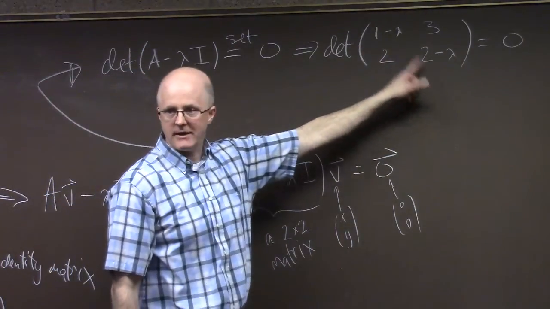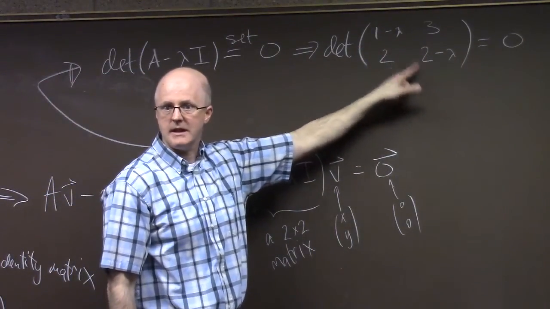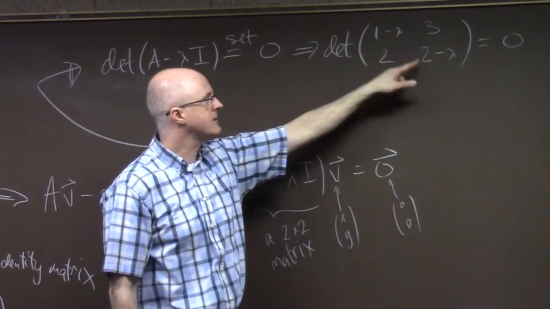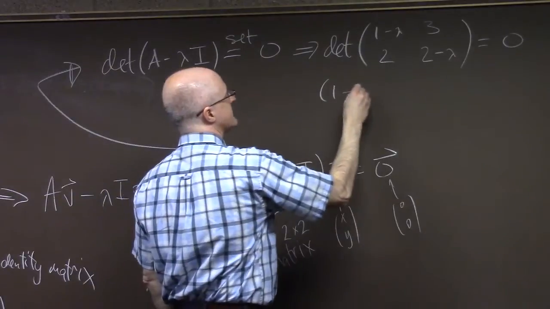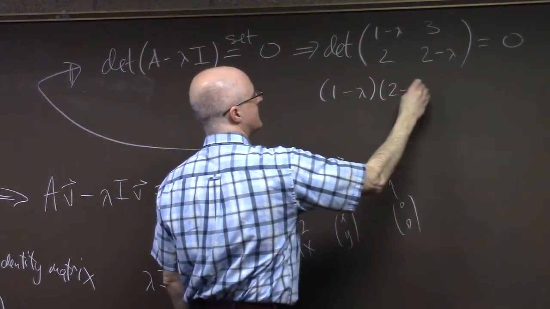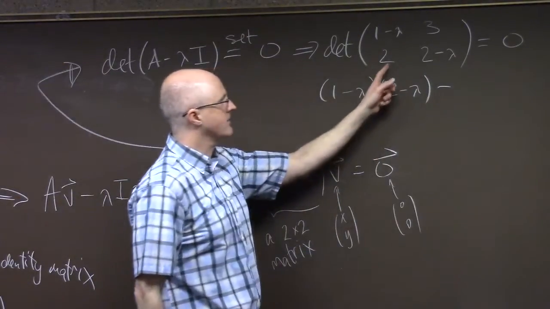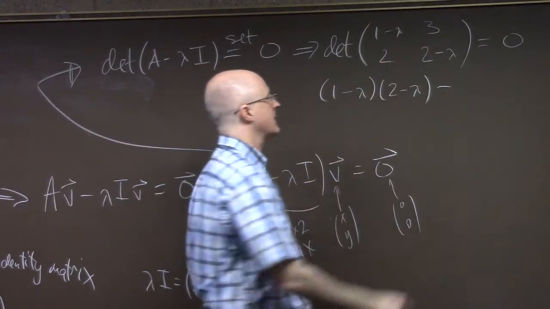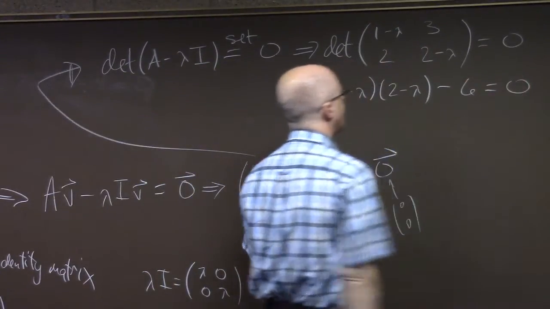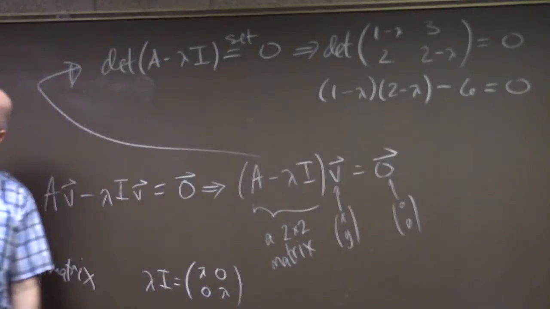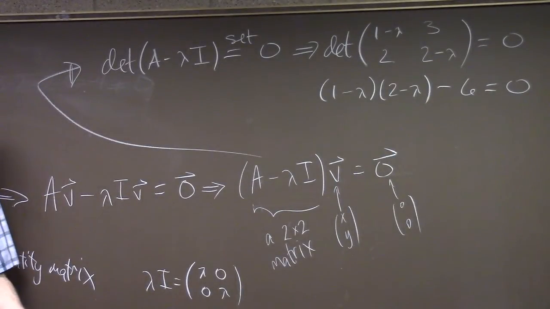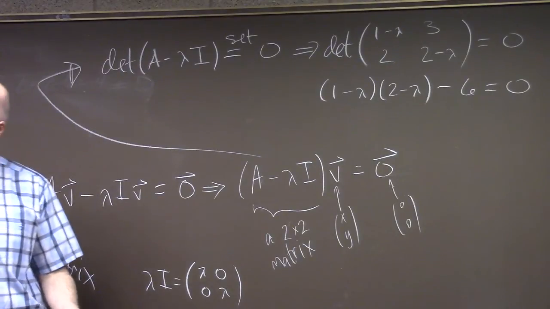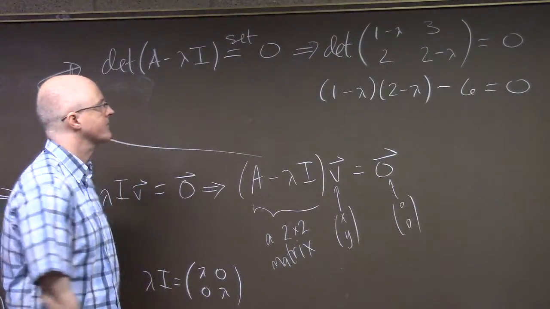So take the determinant now. Do the product of the quantities from upper left to lower right, the main diagonal it's called: 1 minus lambda times 2 minus lambda. Subtract the product of the numbers on the off diagonal: 2 times 3 is 6. That's a quadratic equation in lambda. I should simplify it into standard form and factor it if I can. If I can't factor it, I try to use the quadratic formula.